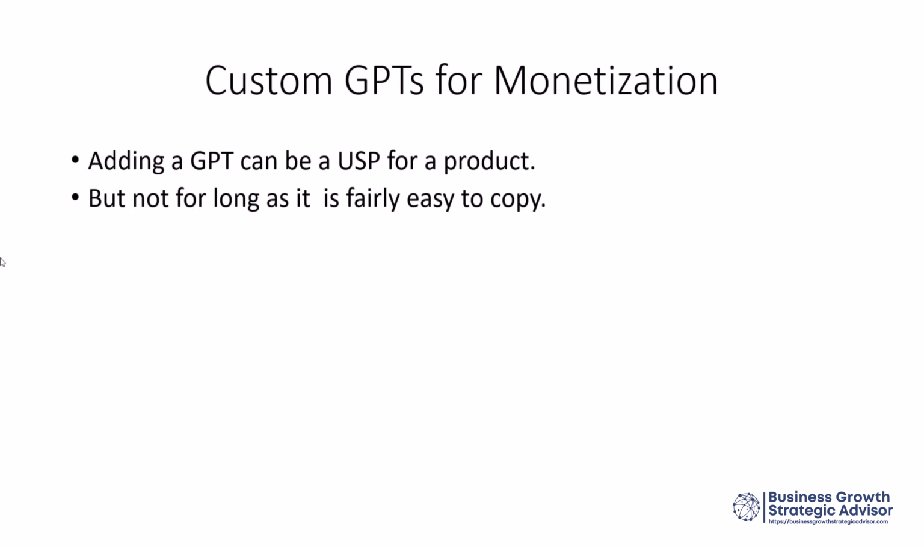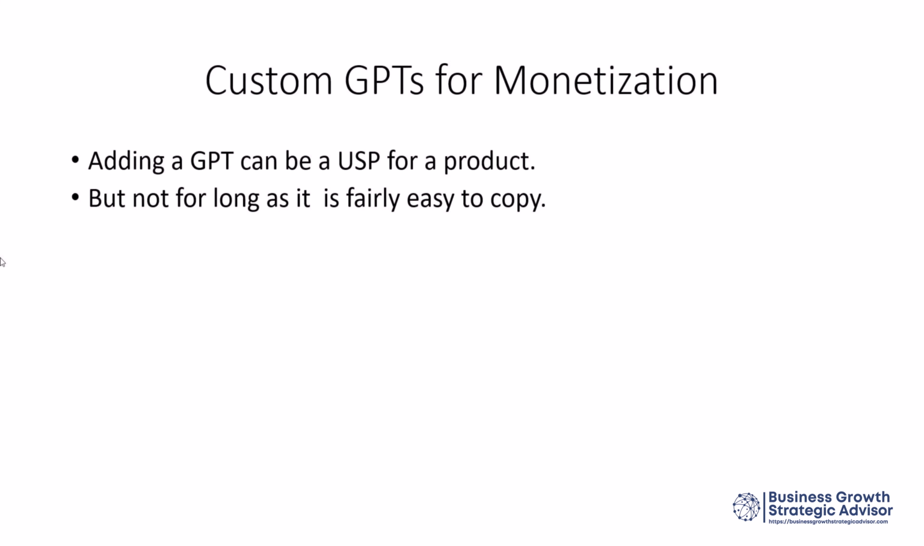Now, let's say you create a GPT and it's part of your product, right? So you're saying, right along with this, I'm going to give you this GPT that you can use along with the product. Now you want to understand that that's not going to be your USP for long, right? Because anybody can create one. They're fairly easy to create. They're fairly easy to copy and understand. So just creating a GPT doesn't mean that it's going to be unique, and doesn't mean that it creates the kind of value and separation from your competition.